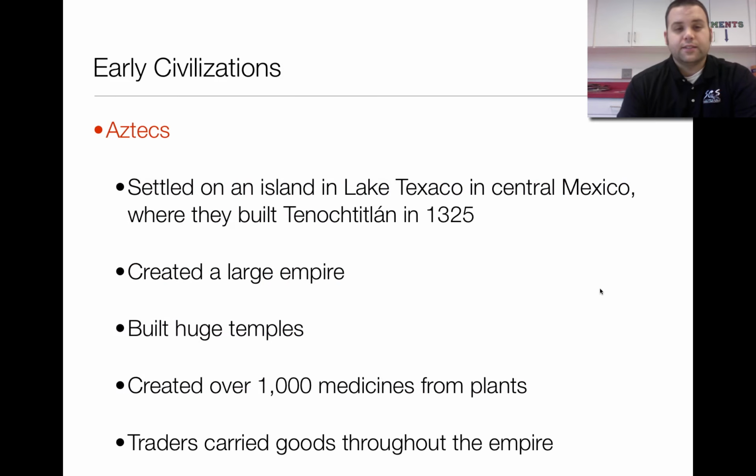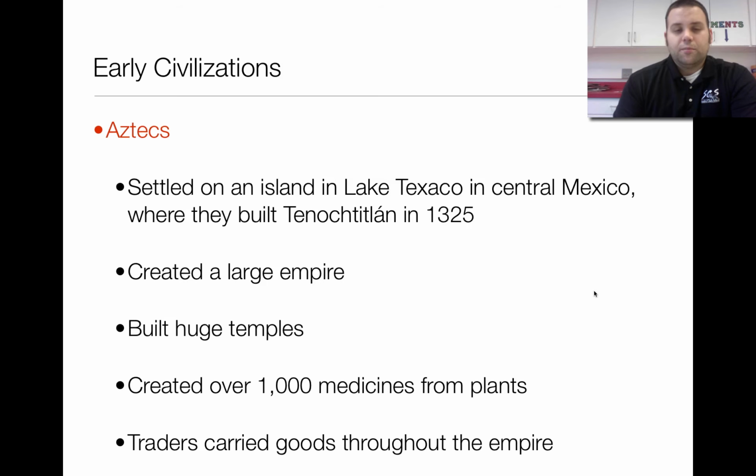All right, Aztecs. They settled on an island in Lake Texcoco in central Mexico, which they built into their capital city called Tenochtitlan in 1325. They created an extremely large empire. They built huge temples to different gods and goddesses. They were also able to create over 1,000 different medicines from plants.